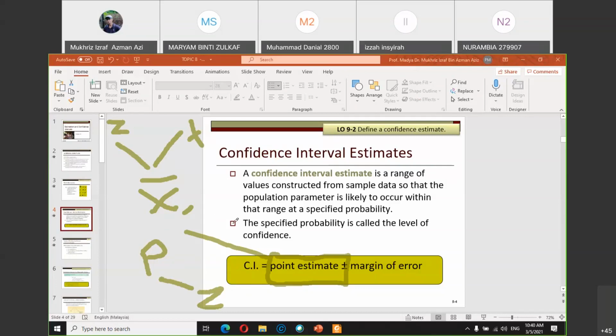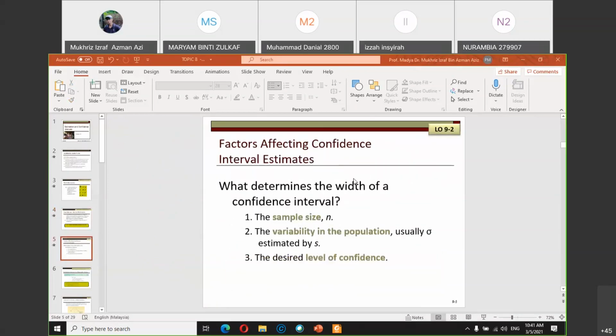So point estimate means the use of the information from the sample. Here it refers to X bar, and also P, to represent pi, the population proportion. And the margin of error, here you will look at how to calculate this value. So what determines the size of the interval? Just now I mentioned that the size can be big, the size can be small. The interval, the selang, the upper and the lower interval, depends on the sample size, the value of sigma, and the desired level of confidence.